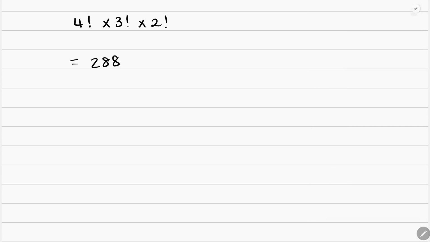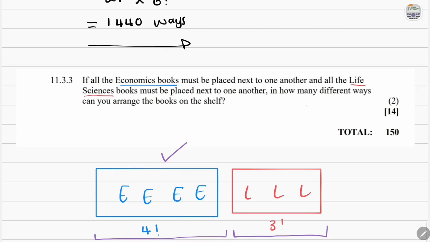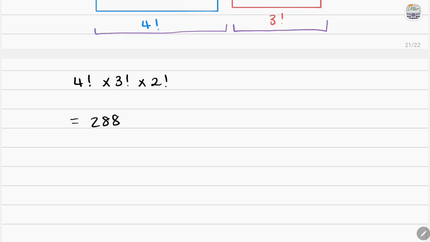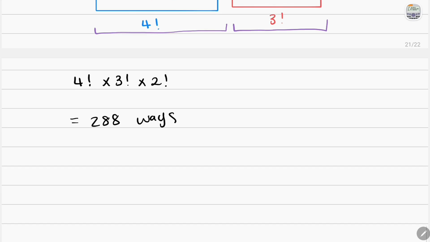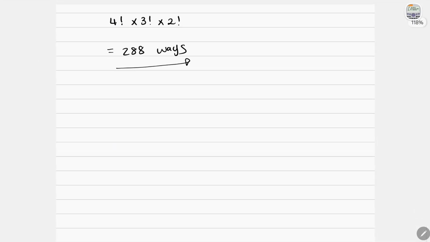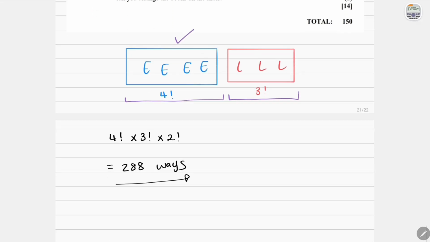Okay, so we can just tell them that it's 288, and this is just in how many different ways. It's not the probability they're asking for. So that is our answer. And that is it for question 11.